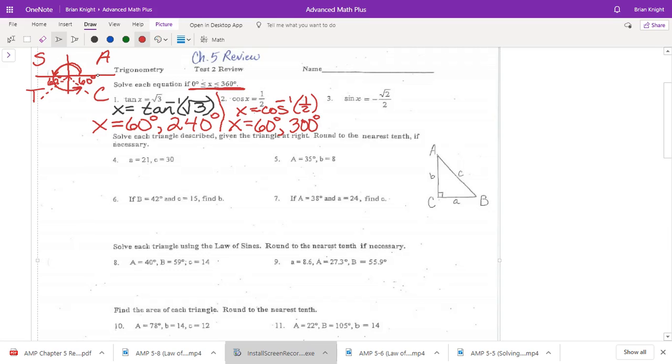Wait, I'm a little lost. So whenever it's in the fourth quadrant, you subtract? Yeah, I was subtracting 360 minus 60. Look, don't think of it as a formula you have to follow. If I just asked you, there's a 60-degree angle right there, how far is it to get to there? Well, how far is the whole thing? I'm not going the whole way. I'm going all the way except for 60. So I subtract 60. Does that make sense?